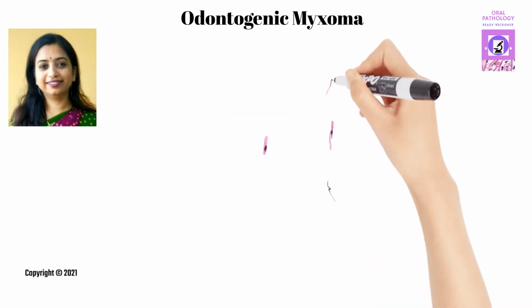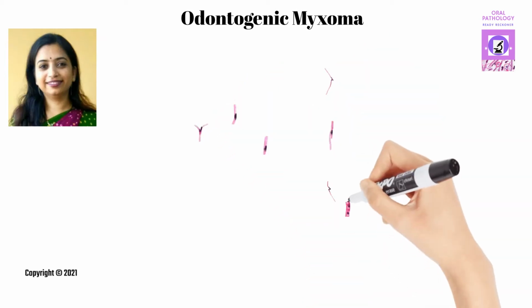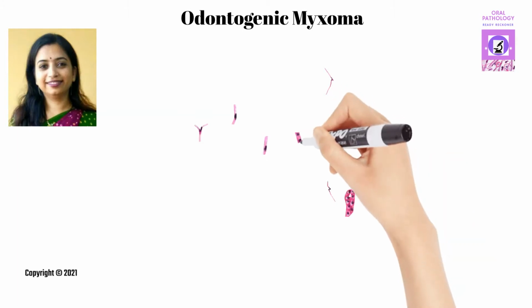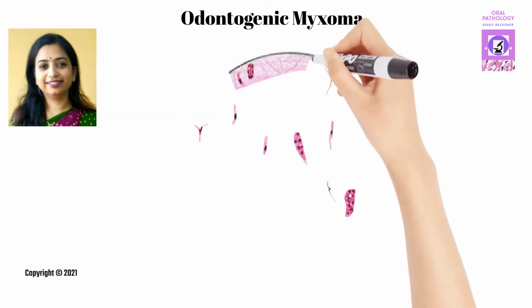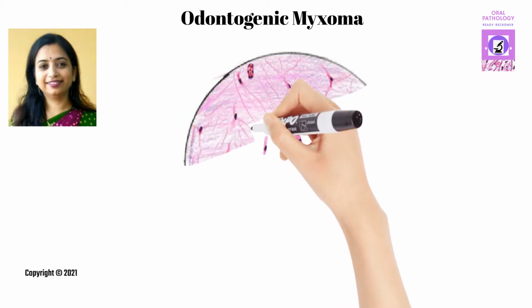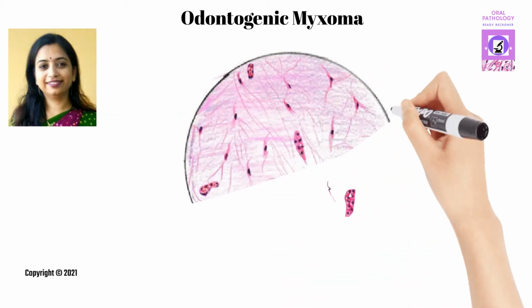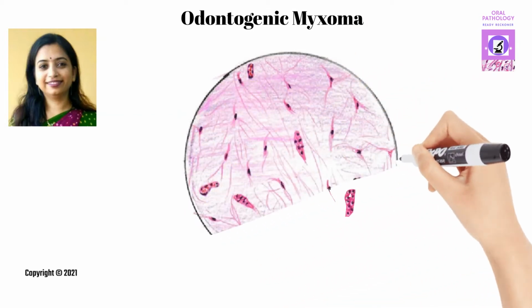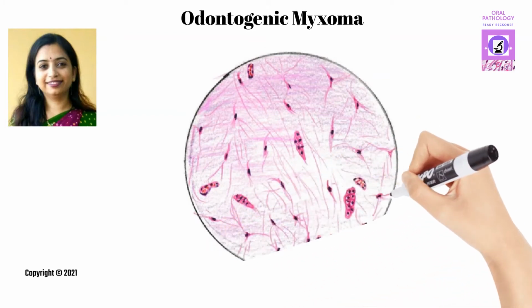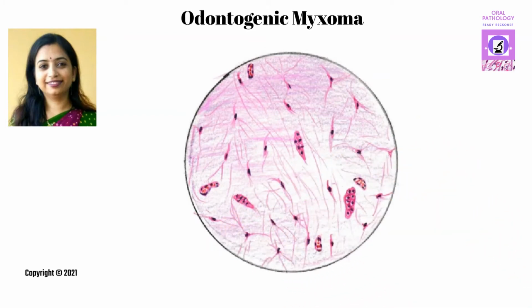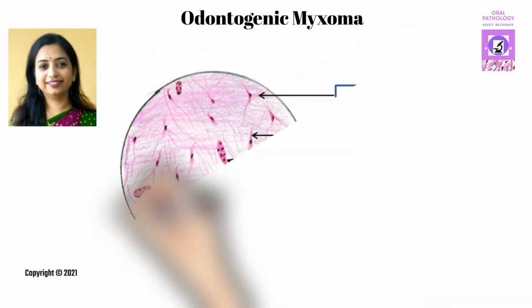Next tumor is odontogenic myxoma, which histopathologically shows widely separated spindle and angular shaped cells in a background of mucoid non-fibrillar ground substance, but can also show fine strands of collagen and blood vessels with zones of hyalinization. Some myxomas can also show small islands of inactive odontogenic epithelium.